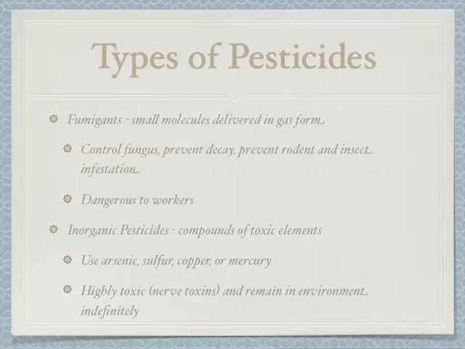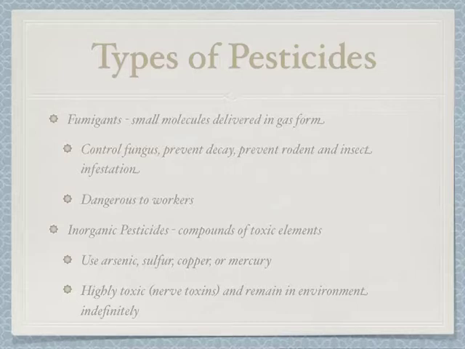Fumigants is a pesticide that comes in the form of small molecules that are delivered in a gaseous form. These are chemical compounds used to control fungus, prevent decay, and prevent rodent and insect infestation. These can be dangerous to workers who are applying them if they do not take the proper precautions.